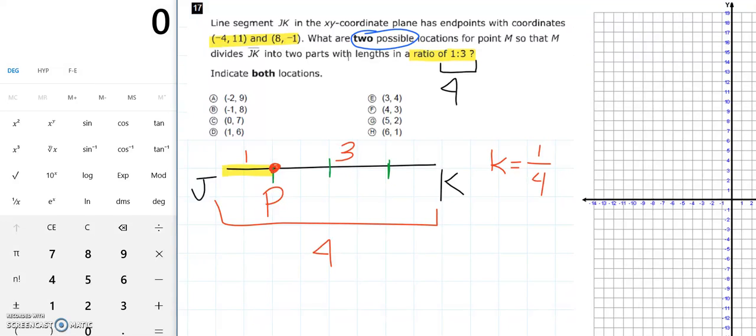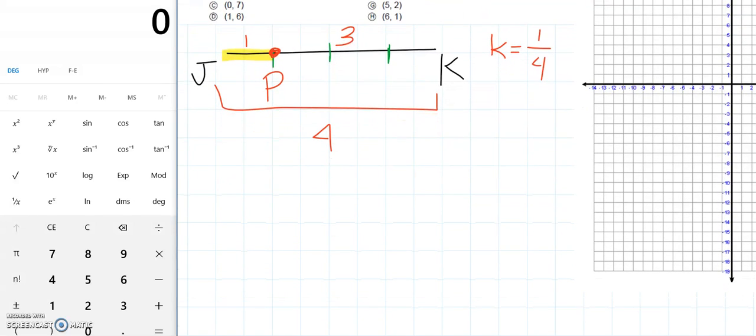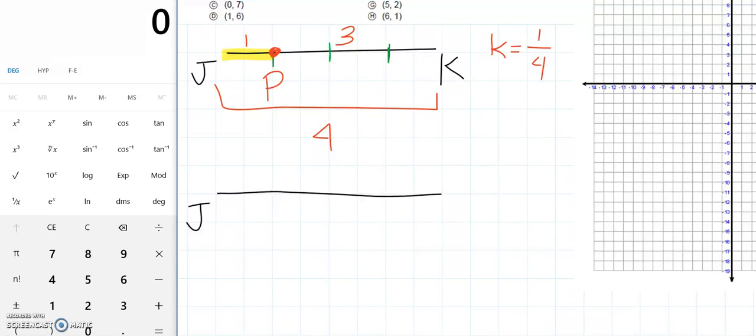Now let's take a look at how we can figure out the other location. Again, I'm going to draw out a line segment, JK. I'm going to divide it up into 4 even parts. All right, here are my 4 even parts. And now I want to put a point so that, again, it's in the ratio of 1 to 3, but I'm going to have 1 piece on the right and 3 pieces on the left this time.